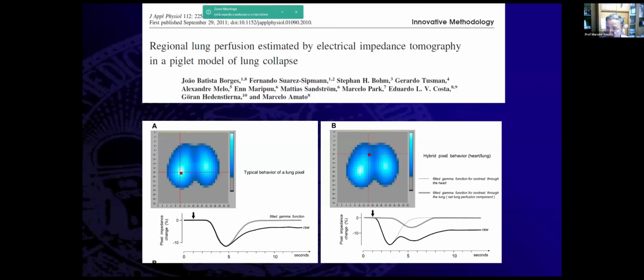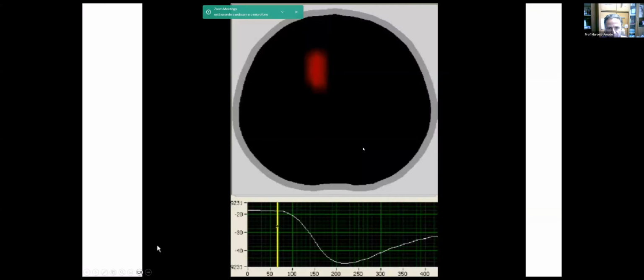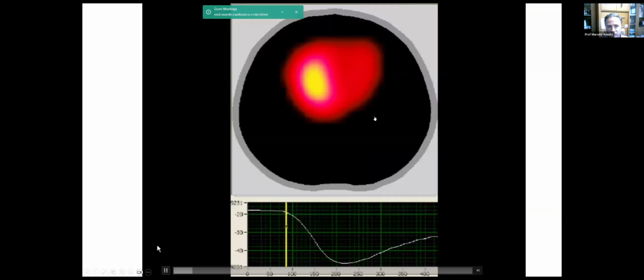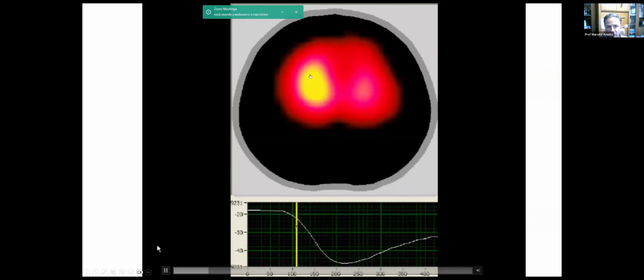This is very important because in many papers in the literature, we have seen perfusion maps in which the researchers did not decompose the signals. And sometimes if you do not do this, you wrongly estimate a high perfusion in the heart area. This is because the contrast goes twice through the heart.